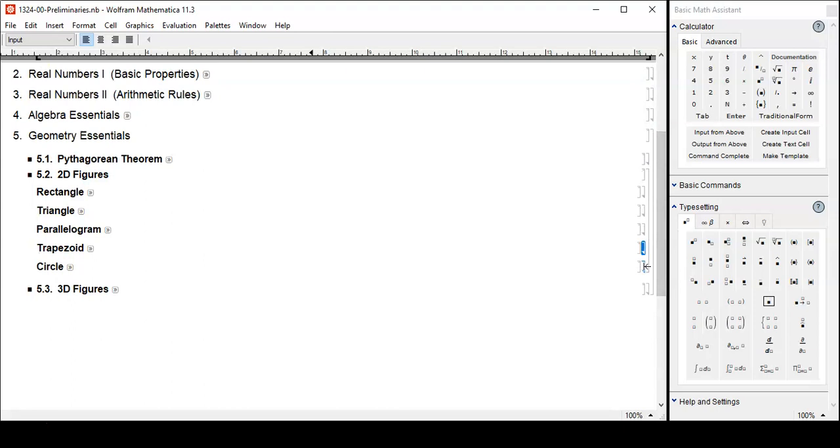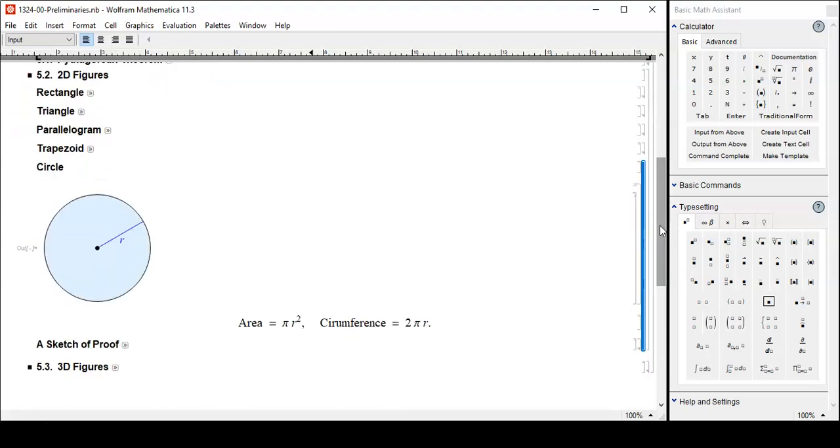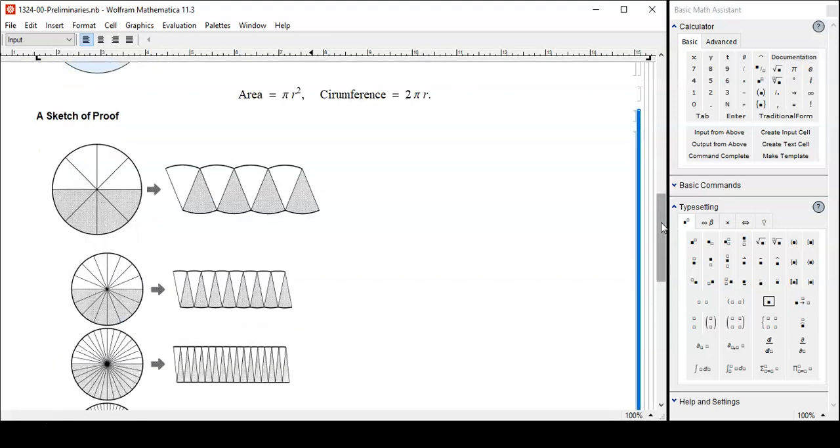Circle. Circle, everybody should know. Pi r squared is the area, and circumference is 2 pi r, where r is the radius. A sketch of proof, kind of like this.